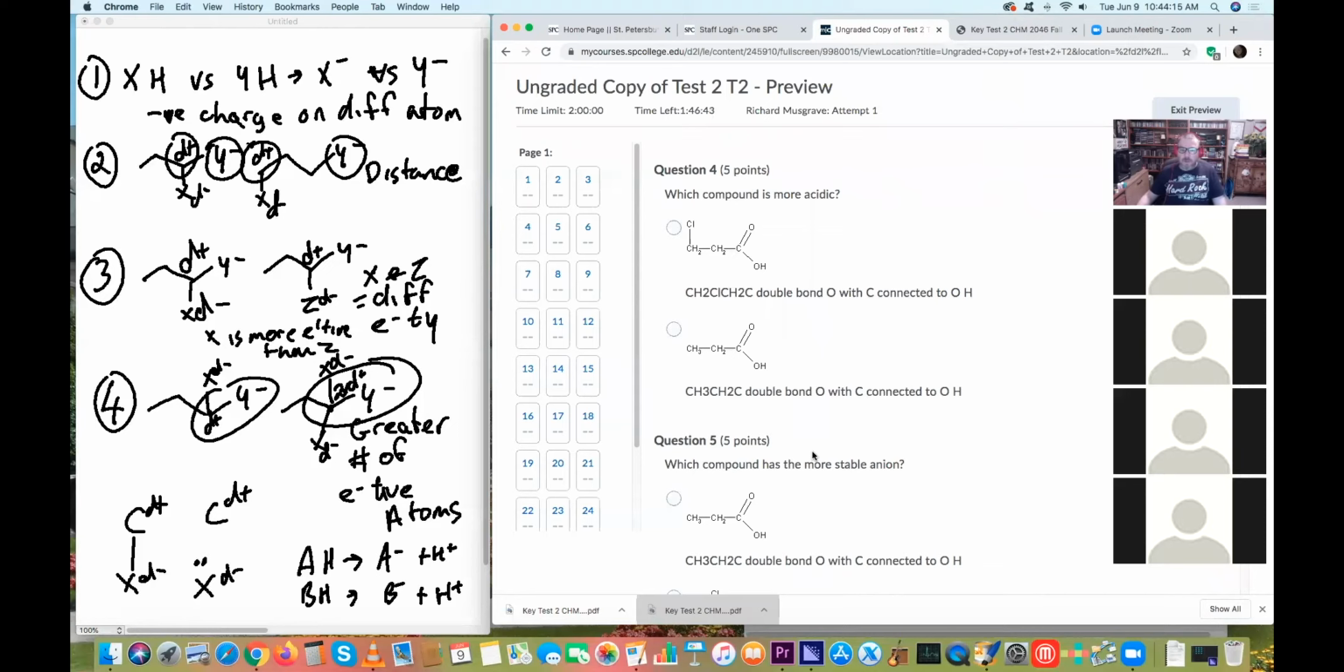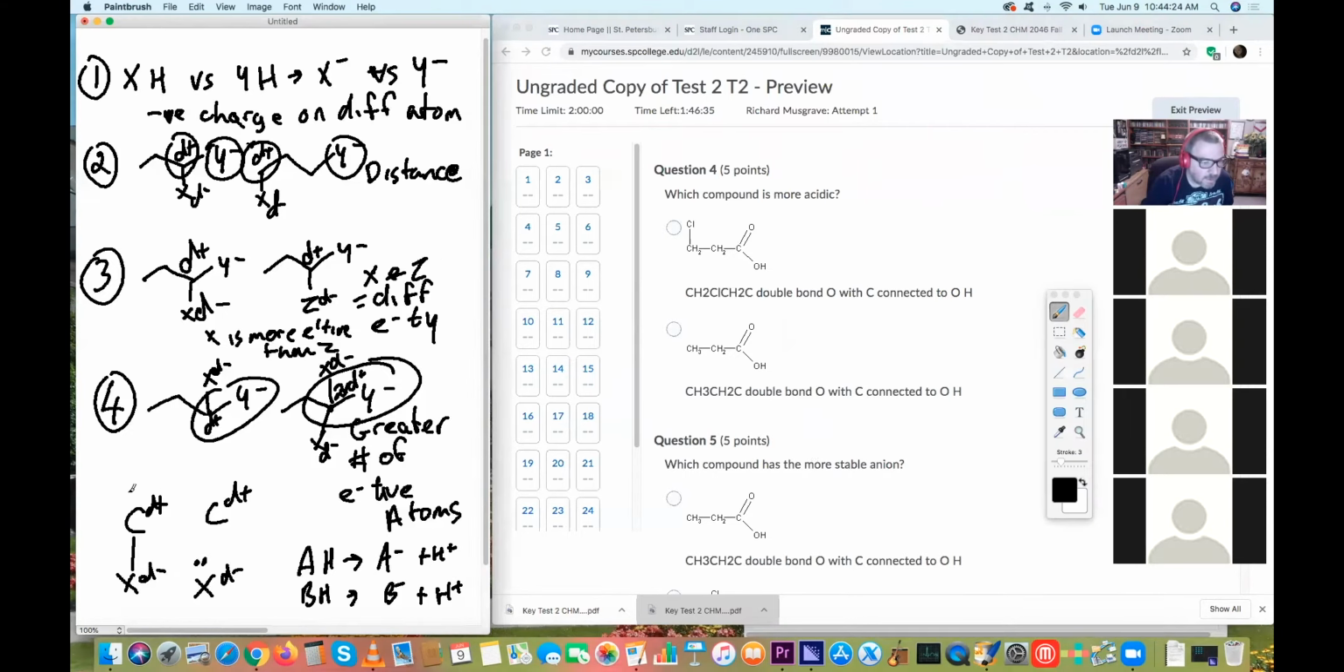So for question 4 here, it says which compound is more acidic? And when you're doing that, I'm just going to try and keep this here, but just remove some of the other stuff.